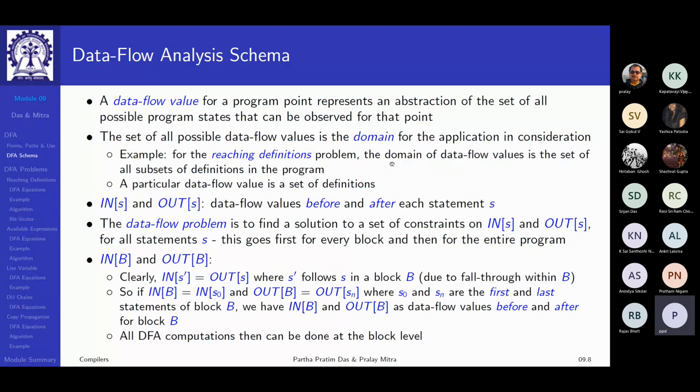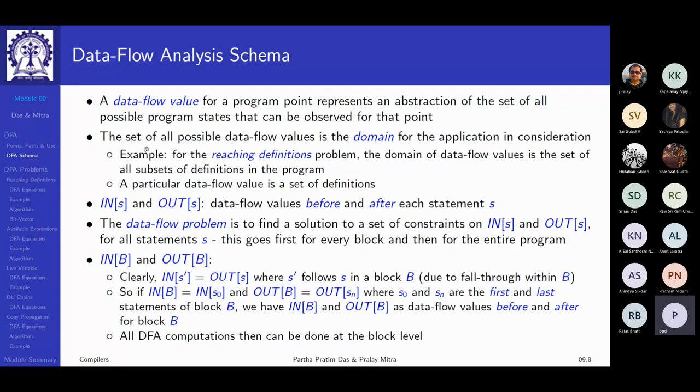Now, let us try to understand the data flow analysis schema. A data flow value, whatever I define to be the data flow problem, a data flow value for a program at a point represents an abstraction of the set of all possible program states that can be observed at this point. This set of all possible program states must be noted. That is, it must hold for all possible inputs that it can have.